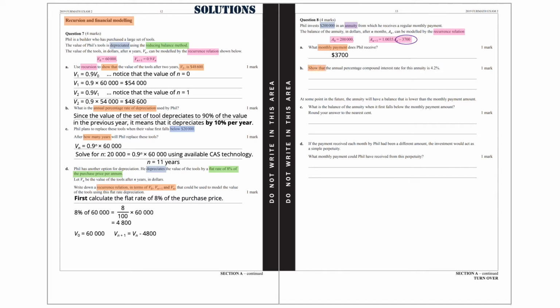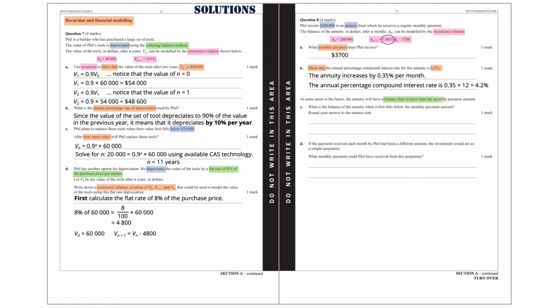Part B. Show that the annual percentage compound interest rate for this annuity is 4.2%. If we look at the recurrence relation, we have the number 1.0035 in front of An, which means that the annuity increases by 0.35% per month. So we calculate the annual percentage compound interest rate by multiplying 0.35 by 12, and that is 4.2% as required.